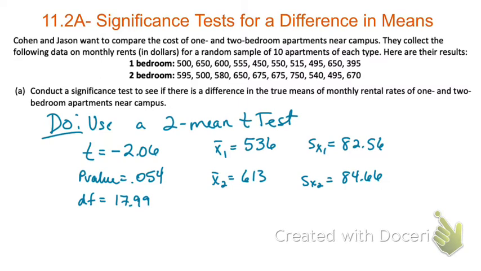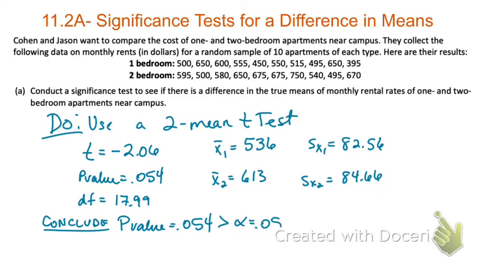All right, let's conclude. Our p-value was 0.054. How does that relate to the alpha value? It is slightly greater than the alpha value of 0.05. It is definitely just barely, but it is greater than. So if the p-value is greater than alpha, what do we do? We fail to reject the null hypothesis.